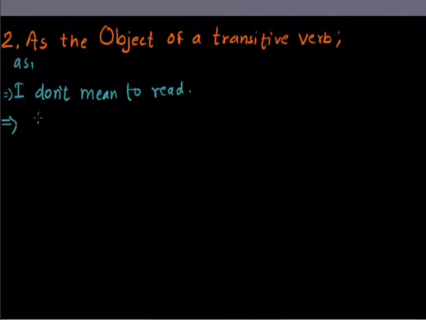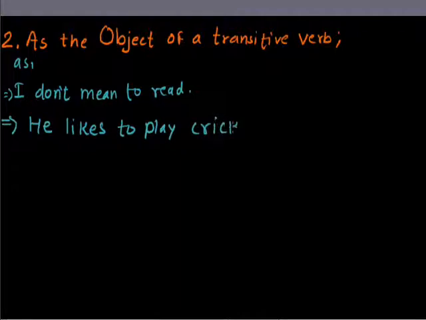One more example. He likes to play cards. Or he likes to play cricket. In this sentence also, likes is the verb and to play cricket is the infinitive, and we have used to play cricket after the transitive verb like. So to play cricket is the object of the verb like here. Okay. Another use of the infinitive is that it can be used as the complement of a verb.